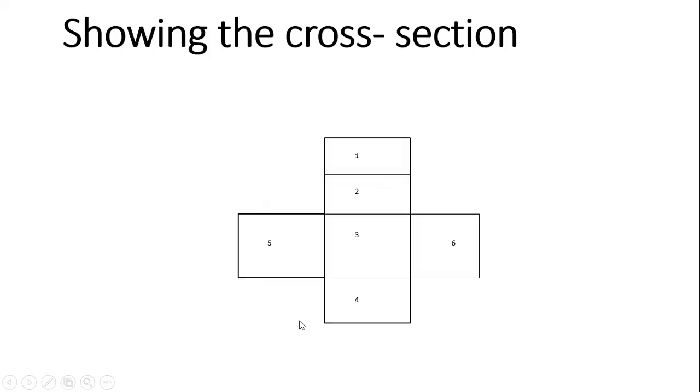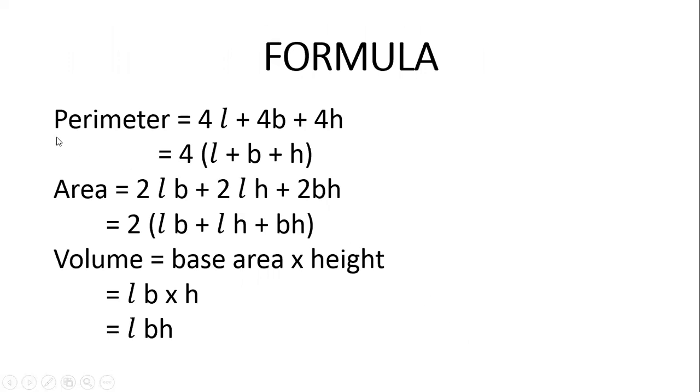So the cuboid has 6 rectangles: the first rectangle, the second rectangle, the third rectangle, the fourth rectangle, the fifth rectangle, and the sixth rectangle. Now, moving around the object, like I said earlier, it has 4 lengths, 4 breadths, and 4 heights. So when you factorize that, you have it as 4 into bracket L plus breadth plus height.